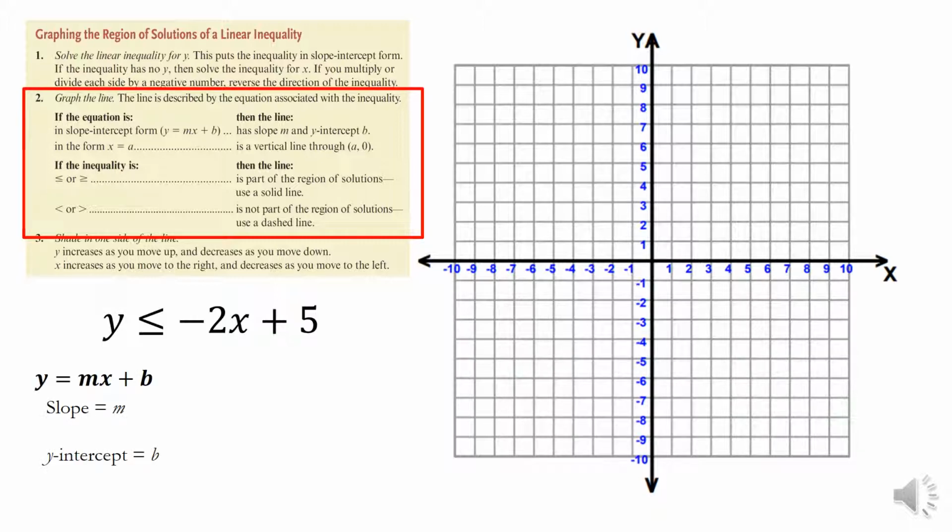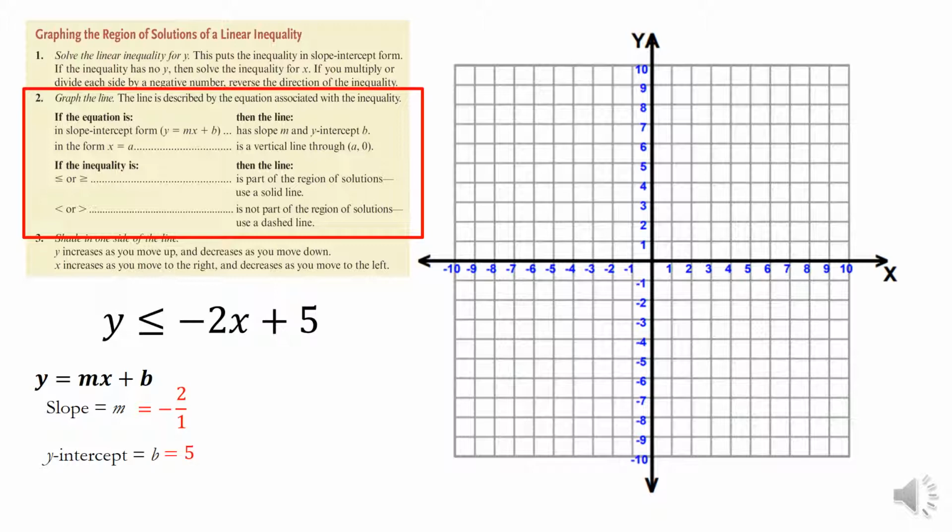Okay, so the first thing we need to do is identify the slope and the y-intercept. Matching up our inequality here, we can see that the slope is negative 2. But if you remember, we needed this to be in the rise over run form. So we can fix that really easily. If you have just a whole number like negative 2, you're just going to put it over 1. So instead of negative 2, you're going to have negative 2 over 1. And now we can identify the y-intercept. Our y-intercept here is 5.